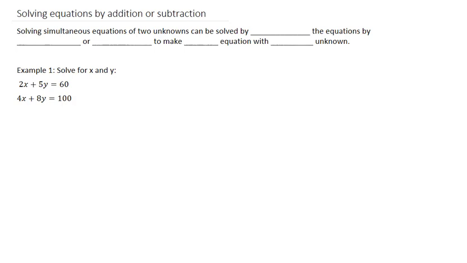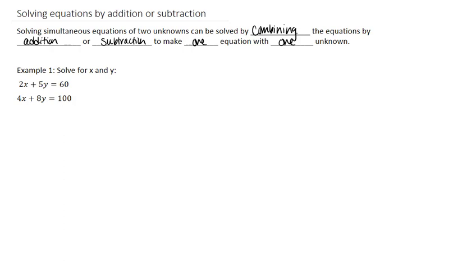Solving equations by addition or subtraction. Simultaneous equations of two unknowns can be solved by combining the equations by addition or subtraction to make one equation with one unknown.